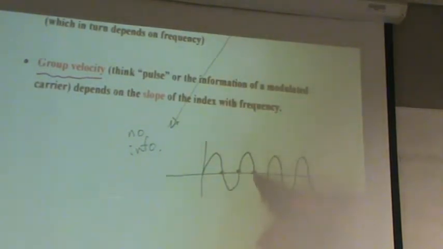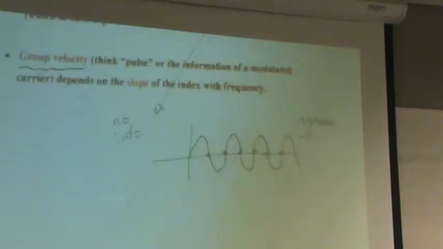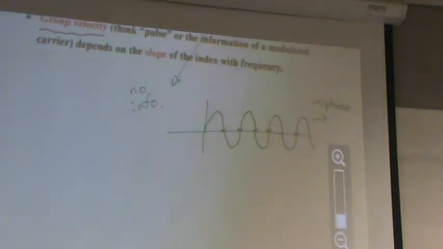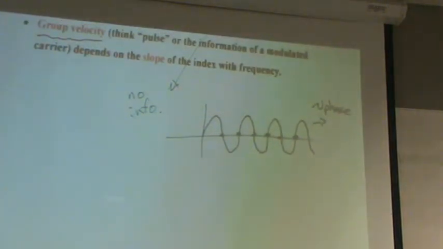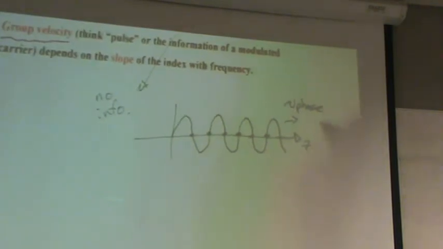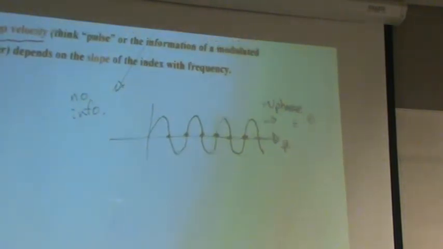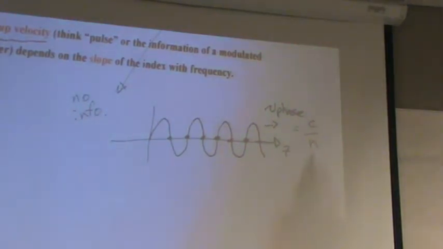Think of these zero crossings. This is what we mean by phase velocity. These zero crossings are all moving at the phase velocity, which I'll write out as V phase, and that is c divided by n. I'll call this direction z, which is usually the direction of propagation. The phase velocity here is Einstein's speed limit, 3 times 10 to the 8 meters per second, divided by the index of refraction. So a changing index of refraction is going to change the phase velocity.